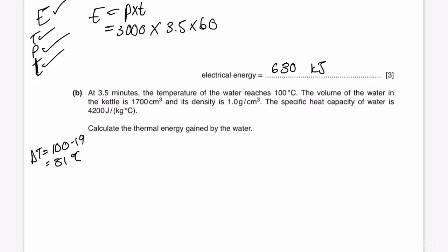The volume of the water in the kettle is 1700 centimeter cube, and its density is 1 gram per centimeter cube. The specific heat capacity of the water is 4200 joules per kg degree Celsius. Calculate the thermal energy gained by the water. Now for thermal energy gain, we know the formula. We have been given the density and the specific heat capacity, and we have the temperature change. So obviously we will use E is equal to mc delta T, or Q is equal to mc delta T.